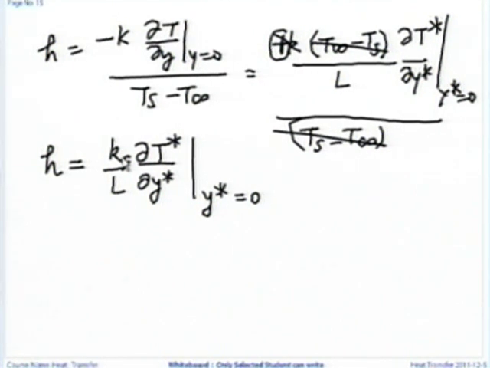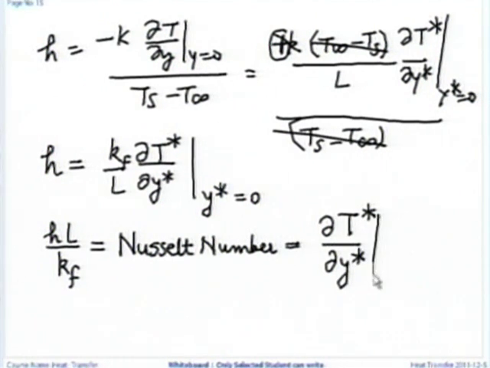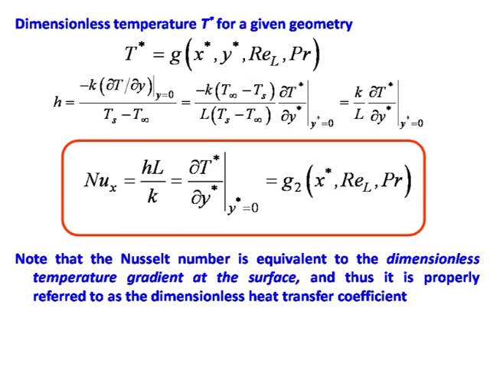Okay. Now, one more step and we are away from something which has been bothering us so much. Take this L and k on the other side: hL by k fluid. What is this? Nusselt number. Let me just go back here. This is what we had, and I recast it in this form. Nusselt number therefore is dT star by dy star at y star equal to 0. Far reaching implications, just go back one step.